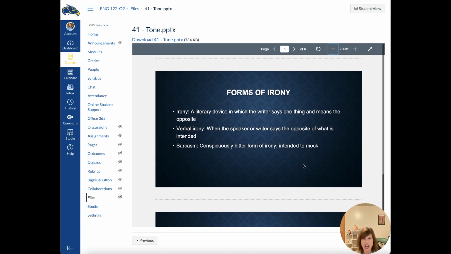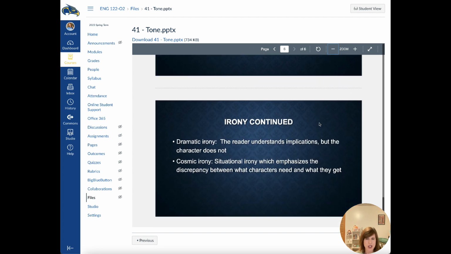There's also irony, which is very hard to describe. And our textbook can sometimes be interesting with irony. I feel like people get it wrong a lot, but our book defines it as a literary device in which the writer says one thing and means the opposite. And then verbal irony is when the speaker or writer says the opposite of what is intended, right? So they may say one thing and then mean the exact opposite with it. Usually it's connected with sarcasm sometimes, right? And that's our third term here, sarcasm, which is conspicuously a bitter form of irony that's supposed to mock something, right? Which we all have heard at least once in our life, I'm sure.